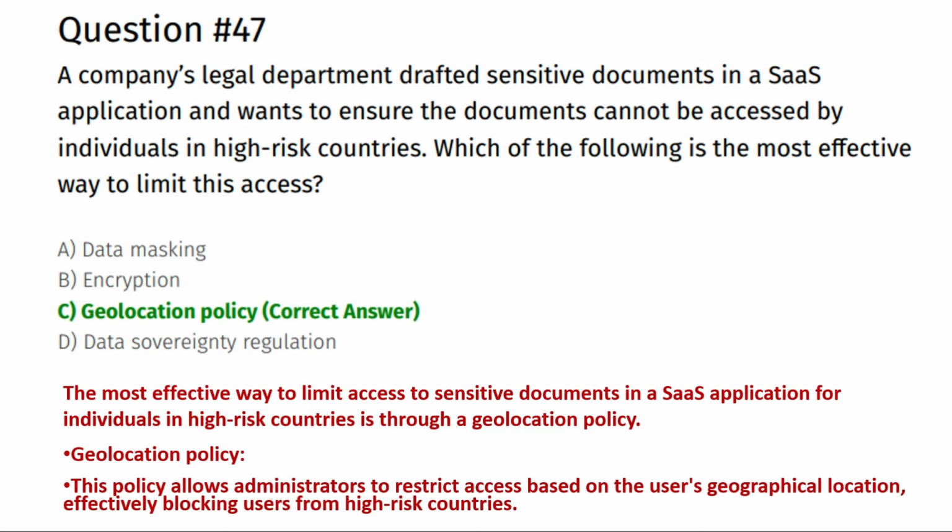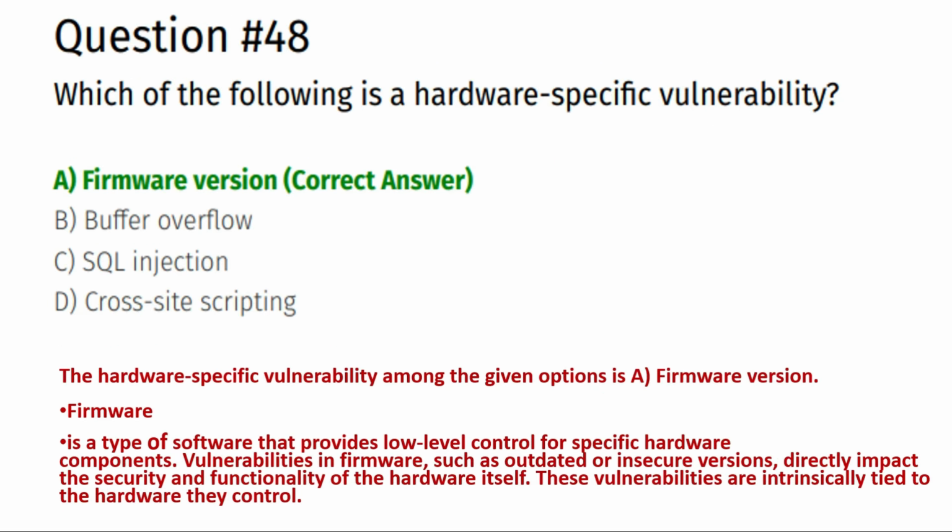And let's check the explanation for this answer. So this policy allows administrators to restrict access based on the user's geographical location, effectively blocking users from high-risk countries. So that's why the correct answer is C. So let's move to the next question.